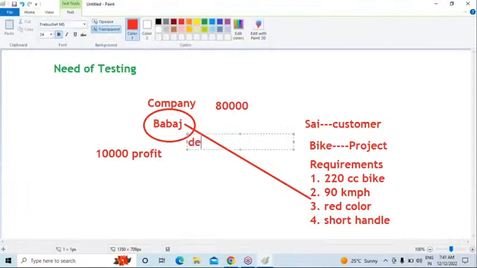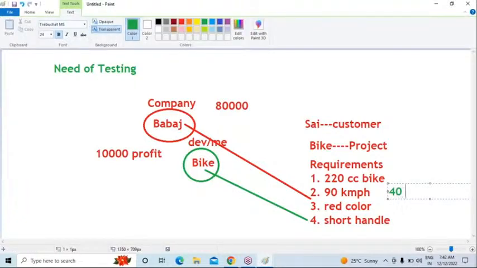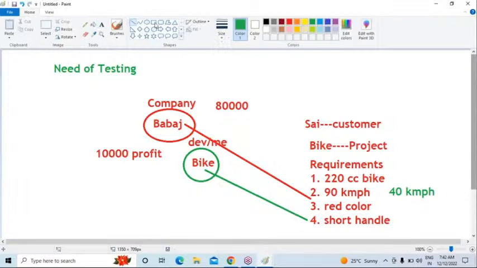Now in the company, there are some developers or mechanics. These people will develop the bike. Once they develop the bike, they deliver it to the end user. So end user is nothing but whom? The customer only. They deliver the bike to Sai. Now Sai is going to use the bike. While using the bike, it is giving a mileage of like 40 kilometers per hour. Now what exactly is Sai expecting? 90 kilometers per hour, but actually it is giving 40 kilometers per hour. So now the customer won't be happy with the bike.